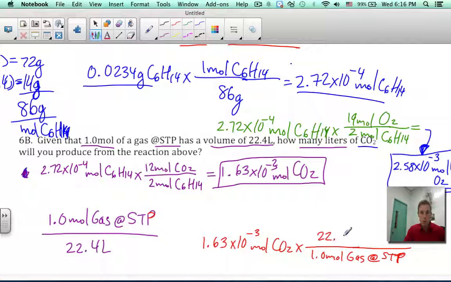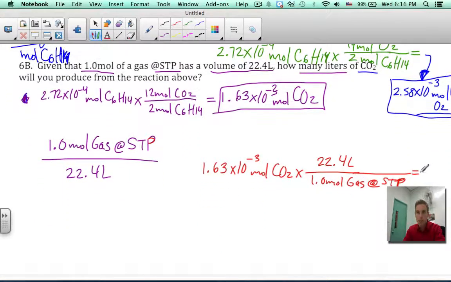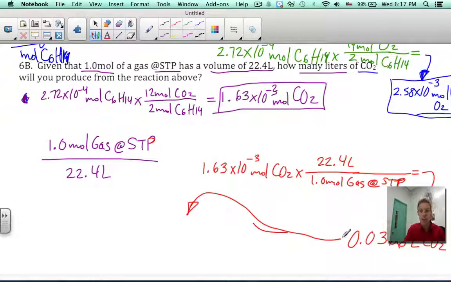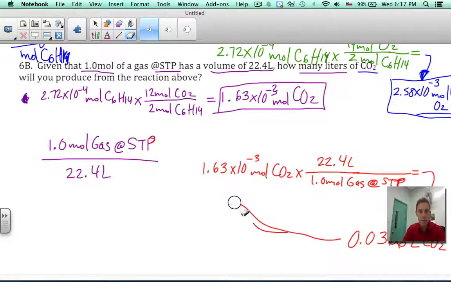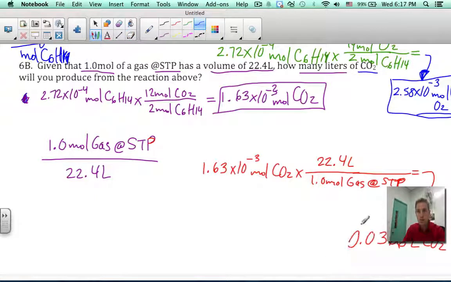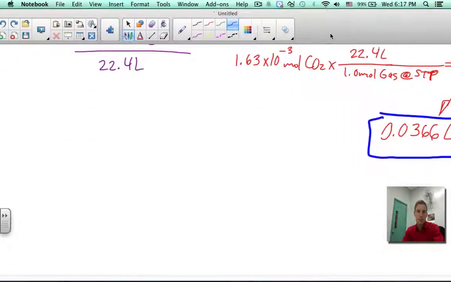I will get 22.4 liters. And when I do that math, I'm going to scroll down and put my answer down here again because I'm running out of room. I will get 0.0366 liters of CO2. I'm going to convert that into milliliters. No, it says how many liters, so I'm not going to convert that. I'm going to leave it just how it is, and this video is done. I'm just going to box my answer. There we go. Got it. All right, guys, study this stuff, and good luck.